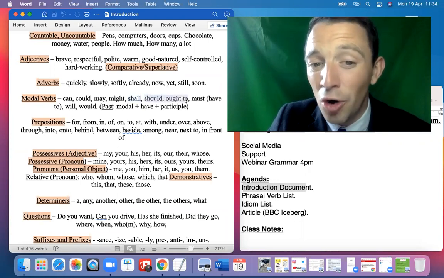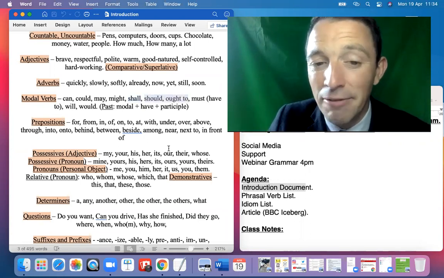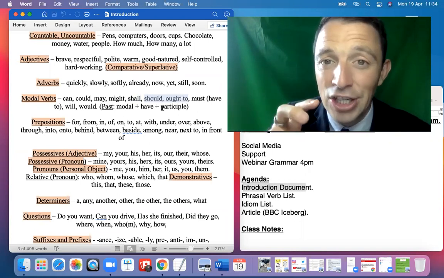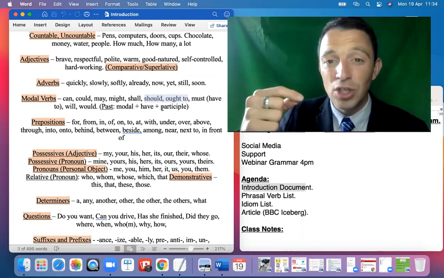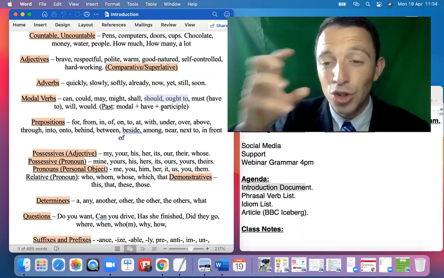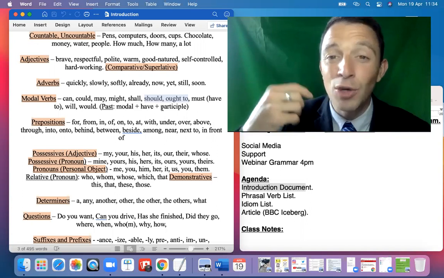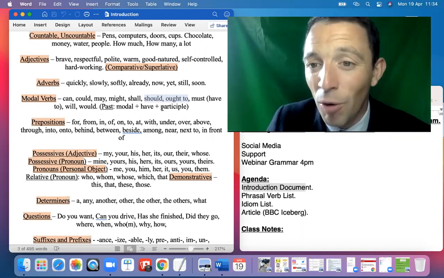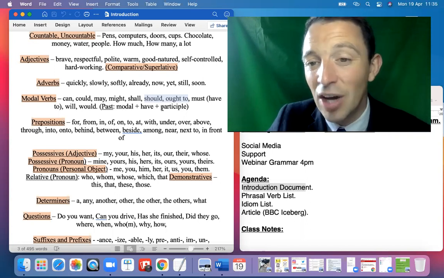Should and ought to, the pronunciation is a bit difficult for the second verb, ought to, but should and ought to are for recommendation and for advice. So in situations for recommendation, you should visit your friend, you should drink more water, you ought to drink more water. Exactly the same, maybe a little more formal, a little more polite is ought to.